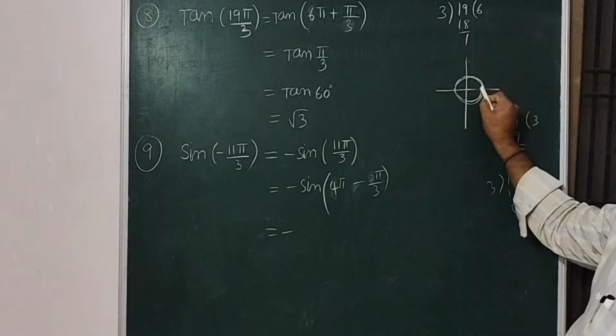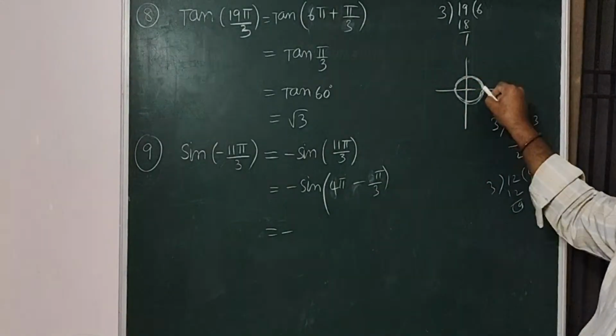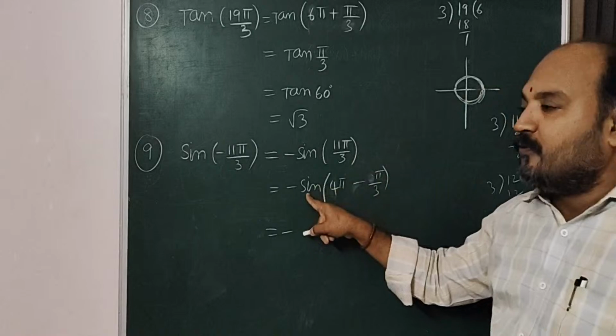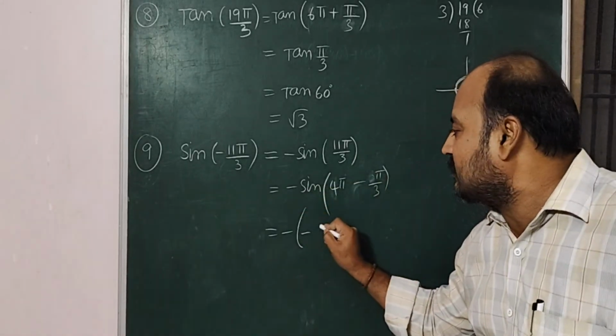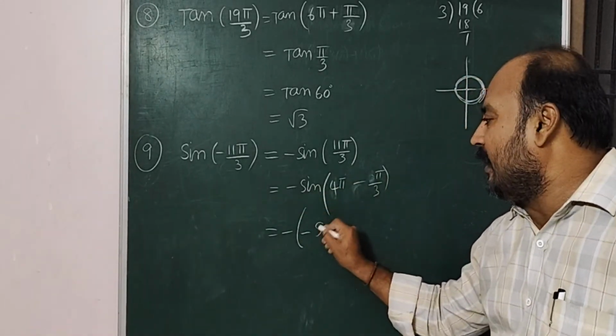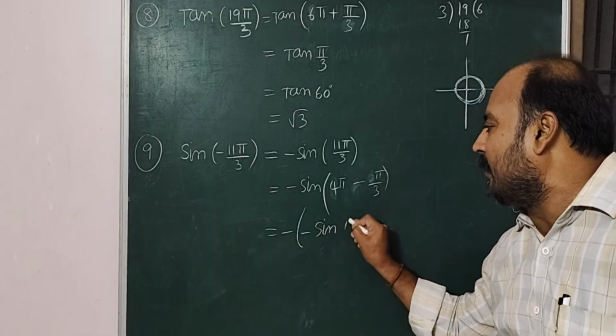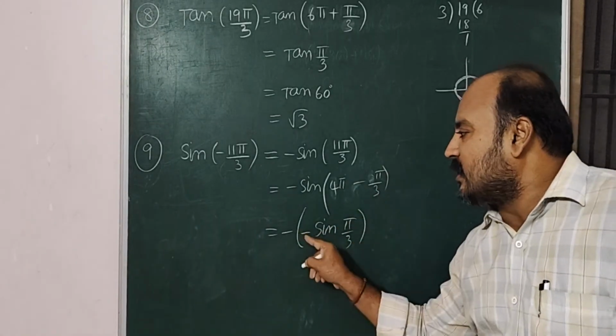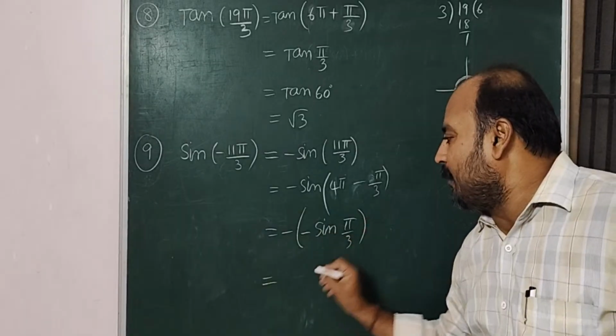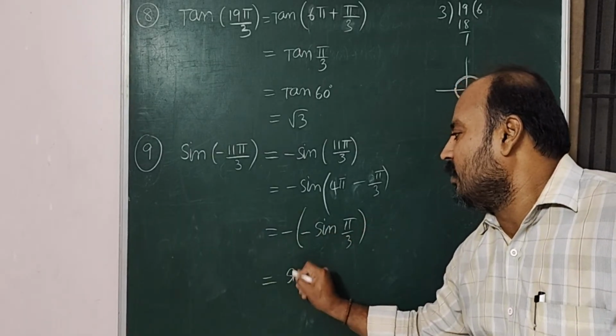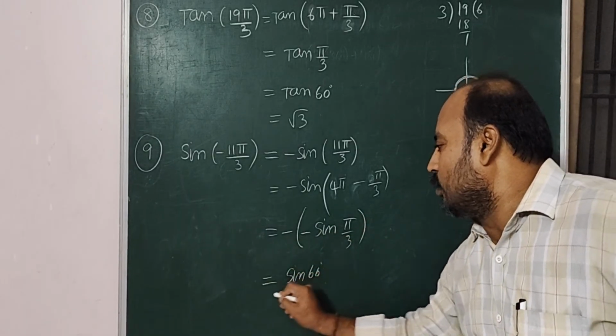Minus 4 pi. Pi, 2 pi, 3 pi, 4 pi. 4 pi minus means fourth quadrant. In the fourth quadrant sin is negative. 4 pi is an even multiple of 90, so sin is sin only. Theta is pi by 3. So minus of minus is plus. Sin pi by 3, sin 60 degrees. Sin 60 is root 3 by 2.